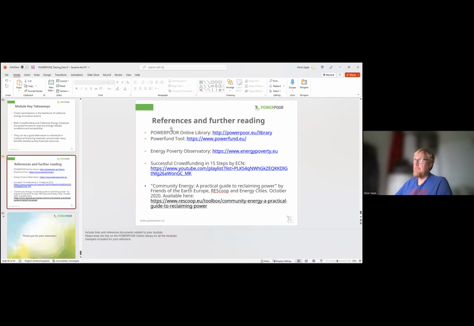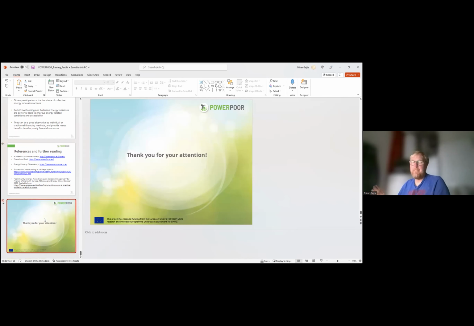We have a lot more stuff you can read up and go through. We have the PowerFund tool. Here's an easier URL for you, powerfund.eu. We have the library at POWERPOOR.eu, and so on and so forth. That's my short presentation. Do you have any questions at this point?